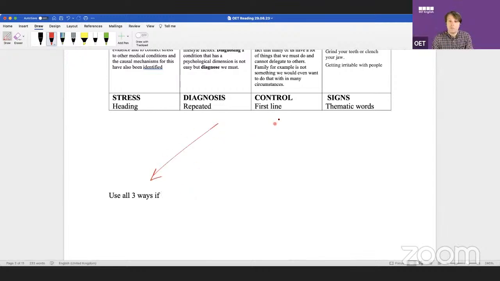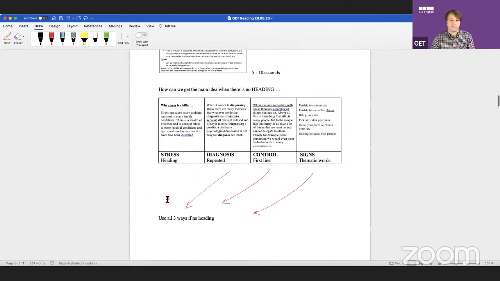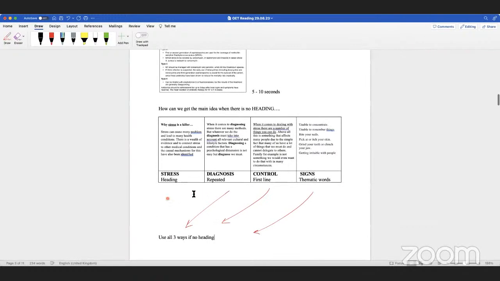So you can look for repeated words. You can look for the first line. You can look for thematic words. You can do them all together, okay? And using these techniques, I promise you, you can get the main idea, okay? Does this make sense, guys? Yeah.